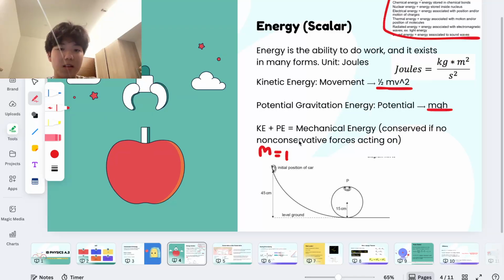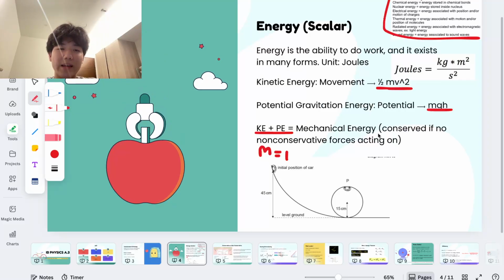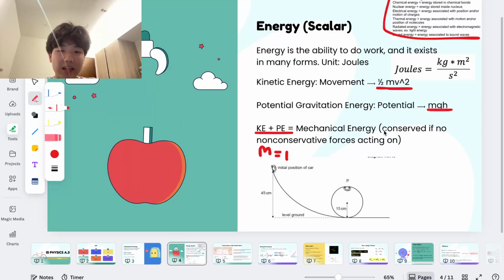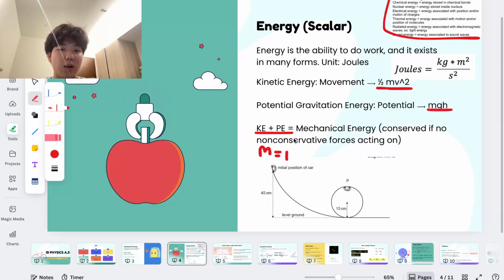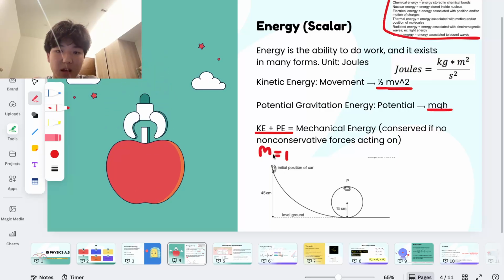And mechanical energy is the combination of these two in a situation. And throughout a scenario, ideally, the mechanical energy should be conserved if there are no non-conservative forces acting on it. And non-conservative forces just means basically external forces. But more on that later.